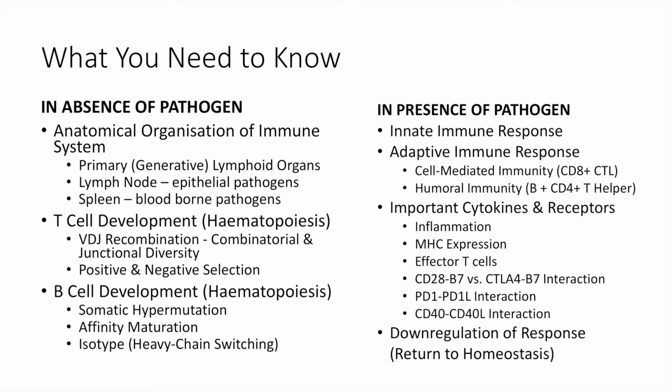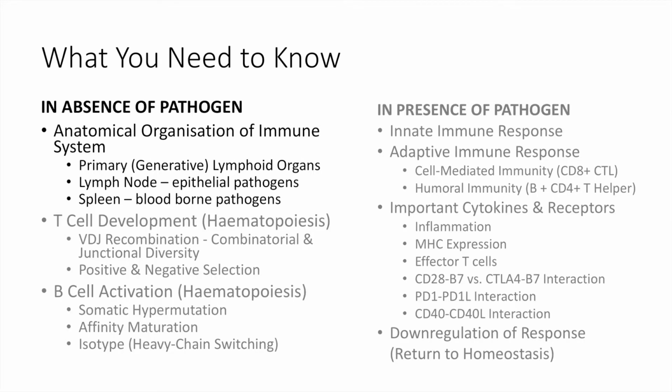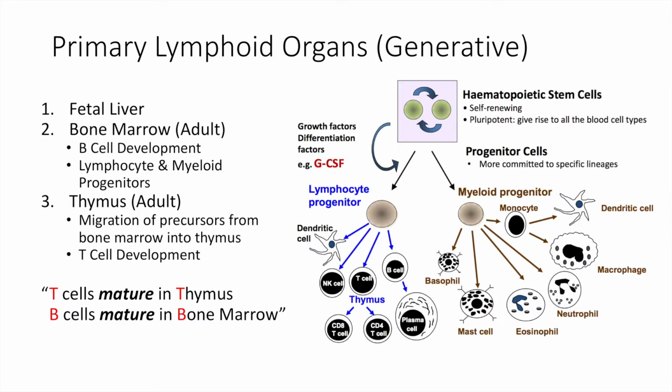anatomical organization of the immune system, where immune cells are compartmentalized differently in different places to serve different functions. And then your T cells and B cells also have a development and activation process that you will need to learn. In the presence of a pathogen, your innate and adaptive immune response kick in with the help of important cytokines and receptors, and eventually you have the downregulation of the immune response. So first, we'll be talking about the anatomical organization of the immune system.